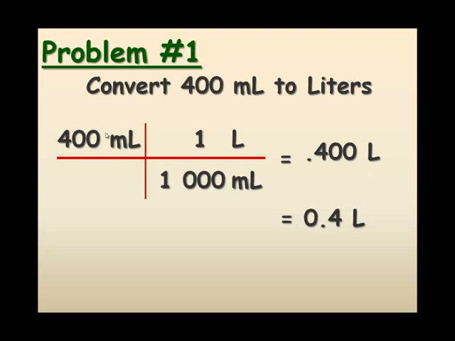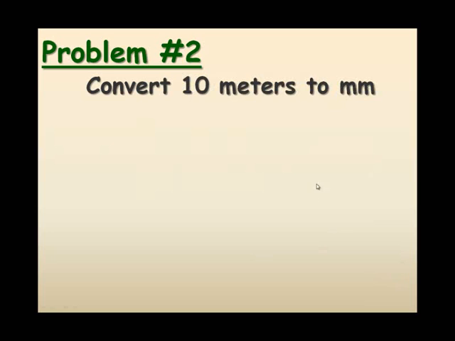That's what my calculator might say. But because I've got 1 sig fig here, I'm going to have 1 sig fig here. So it's 0.4 liters. Or I can put it in scientific notation. It's 4 times 10 to the minus 1 liters.